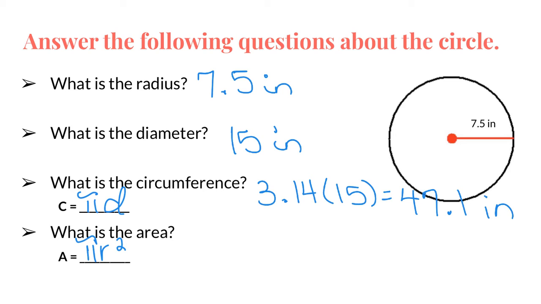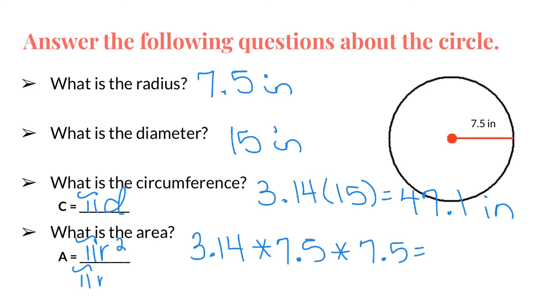Keelan? Pi times the radius squared. Yeah, so 3.14 times 7.5 to the second power, or we could just write 7.5 times 7.5. Either of those would work, because pi r squared is the same as pi times r times r. However you need to remember it.